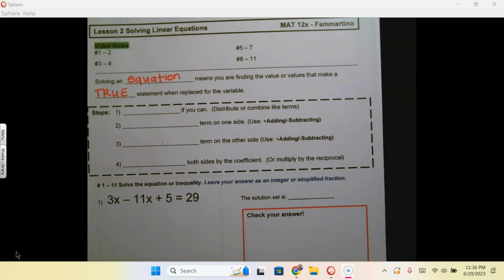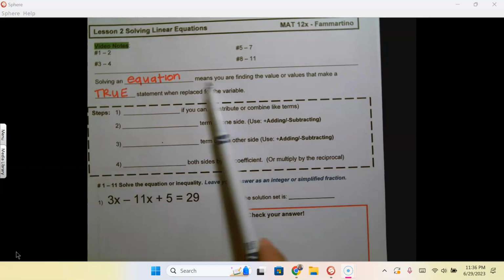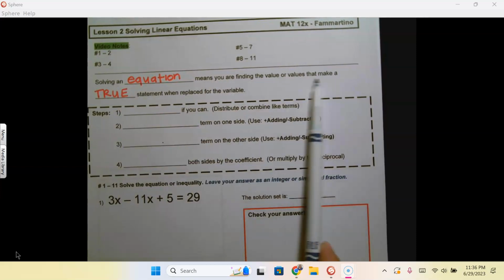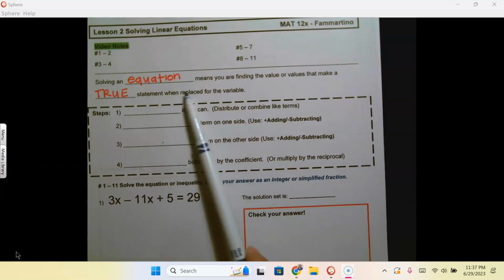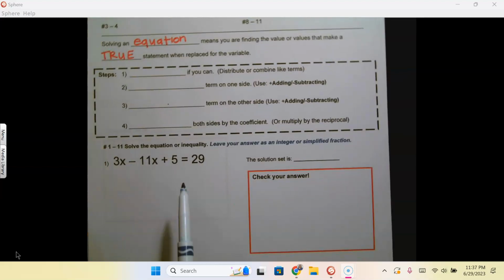In this video, we are going to learn how to solve linear equations. So linear means the equations that you will see, the highest exponent will not exceed 1. So solving an equation means you are finding the value or values that make a true statement when replaced for the variable.